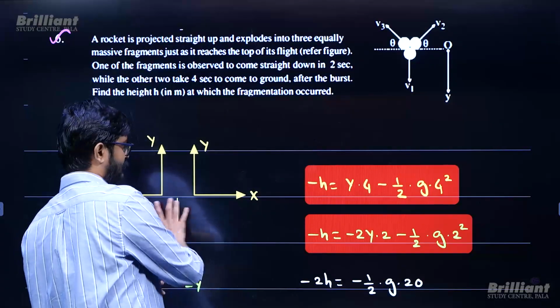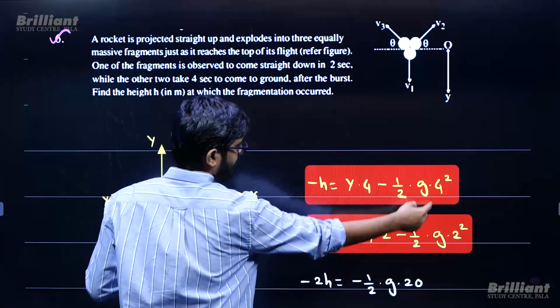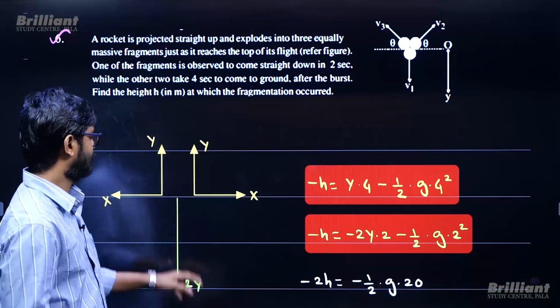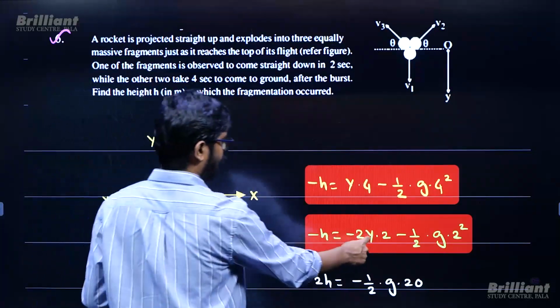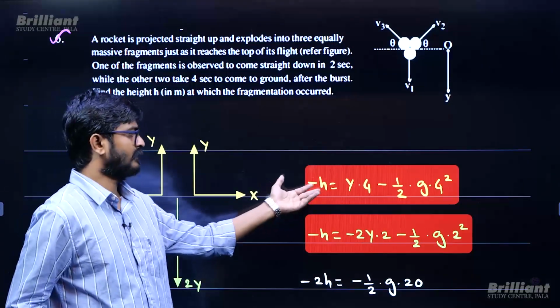So what is the displacement? Minus h. Displacement equals ut minus half gt square, ut plus half at square with signs correspondingly. Now similarly for this one, s equals ut plus half at square with corresponding signs. Now we need to find the value of h.